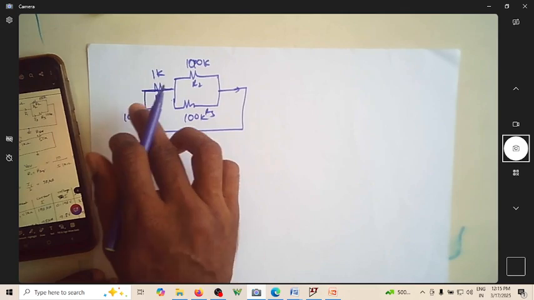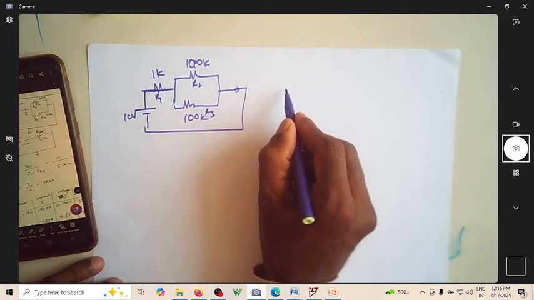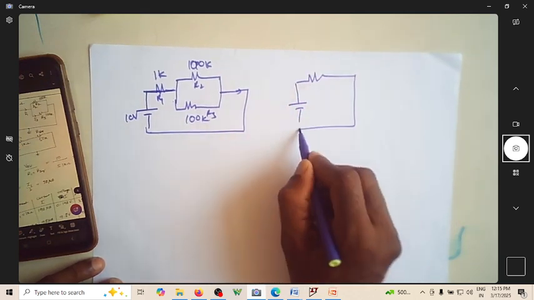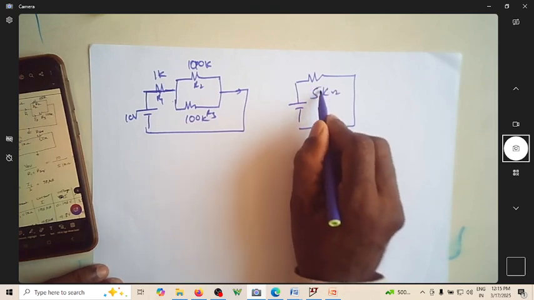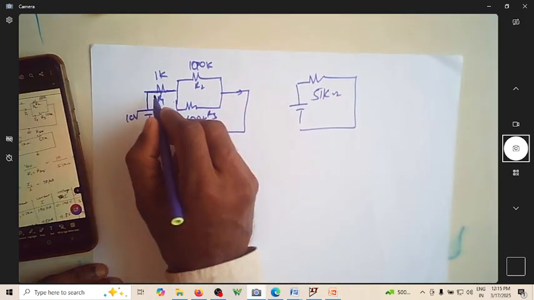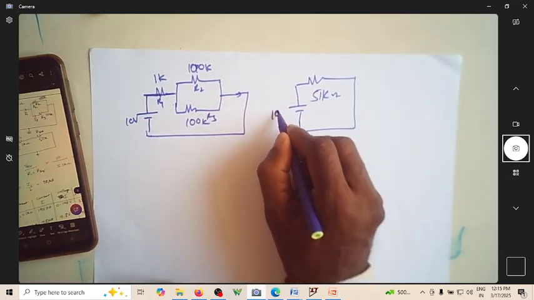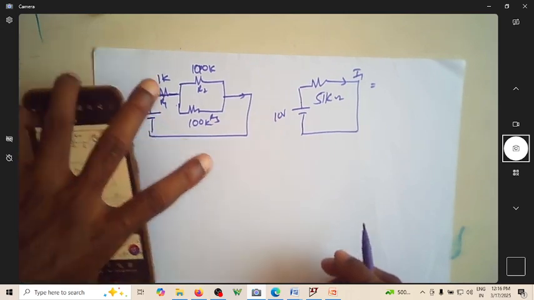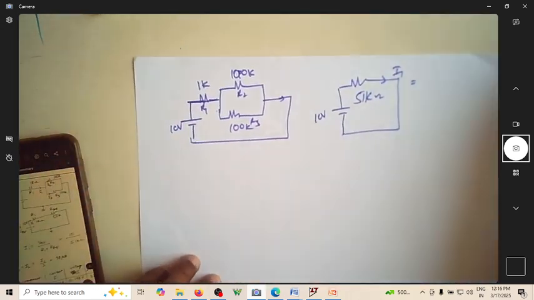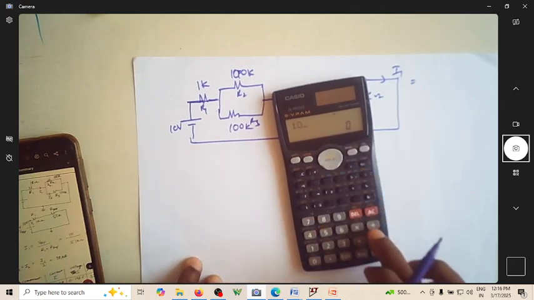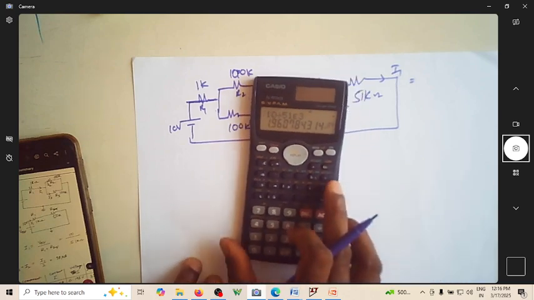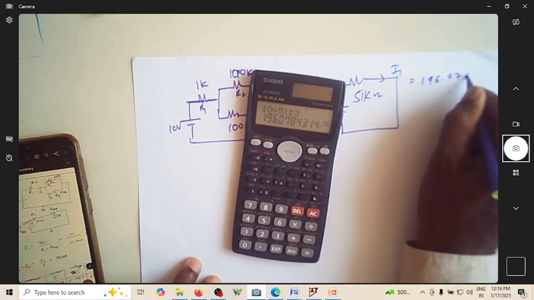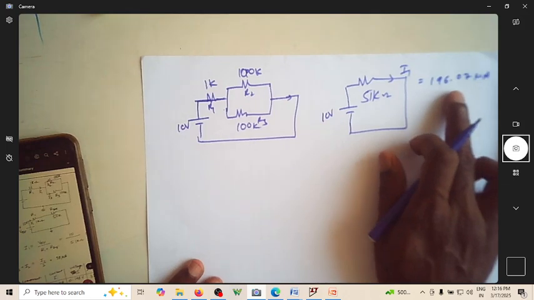Since these two are 100k, their parallel combination happens to be half of that, 50k. 50k in series with 1k is 51k. So now we can go a bit fast, because we know most of the things. This is now 10 volt. The current I1 is 10 volt by 51k, that is 10 divided by 51 times 10 to the power 3. So it's actually 196.07 microampere. That is I1.